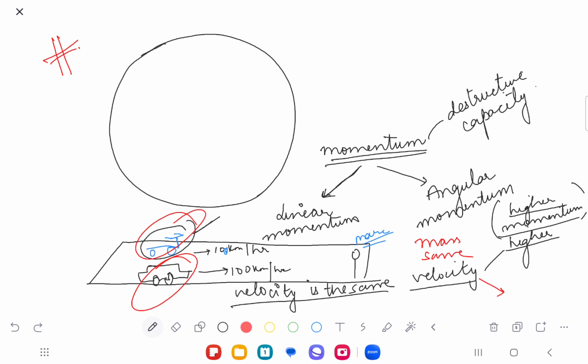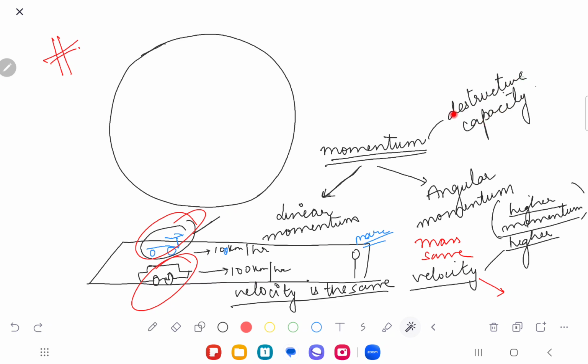Either the mass of the body is more, like you will not be scared by, let's suppose, a cat, but you will be scared by an elephant. If both of them are rushing towards you to catch you, you will be scared by an elephant more, right? So my point is that the more the mass, the more is the momentum, and the less the mass, the less is the momentum. That means the destructive capacity.